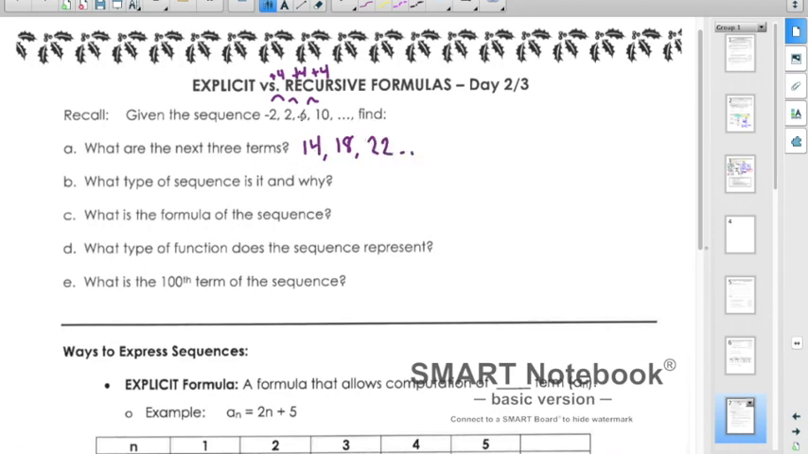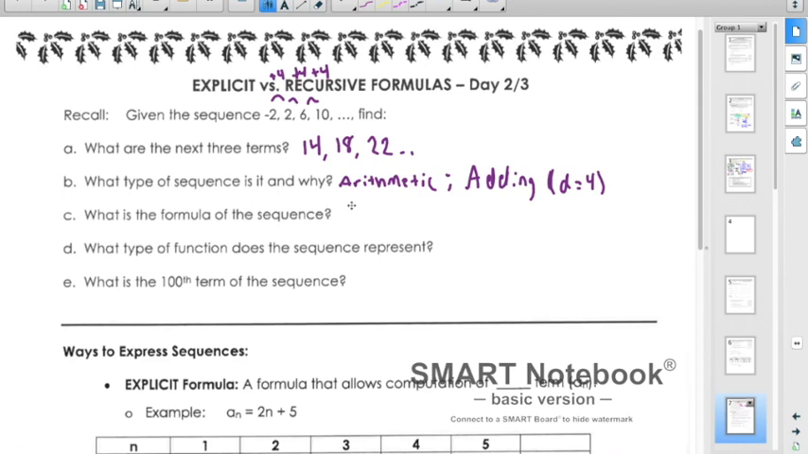What type of sequence is it and why? Again, there are two types of sequences: geometric and arithmetic. This is arithmetic. Why is it arithmetic? Because the pattern is adding. It's a common difference of 4. That's how much I'm going up by each time.